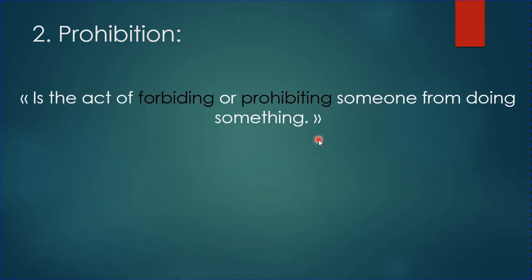Now we move to the second part of the lesson. We have seen obligation by using the modal verb must. Now we move to prohibition. What does prohibition mean? Prohibition is the act of forbidding or prohibiting someone from doing something.